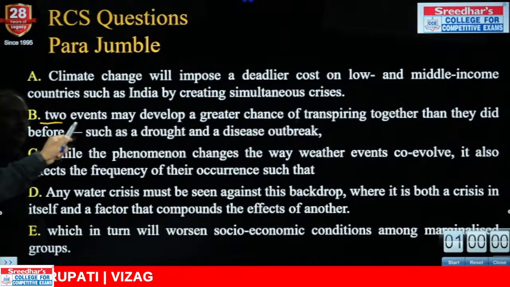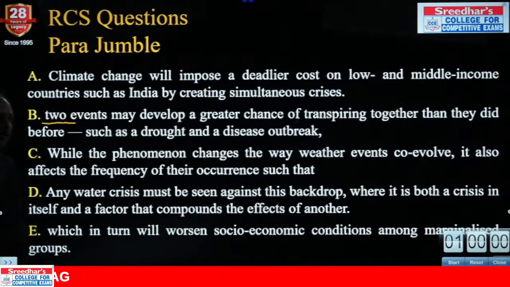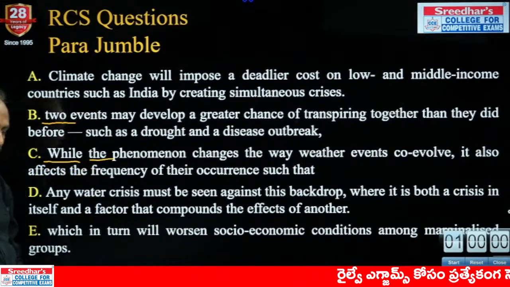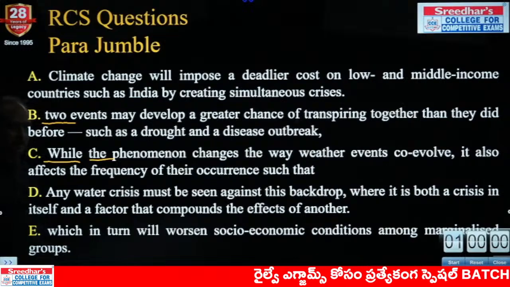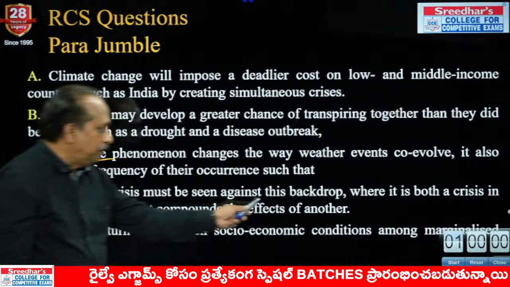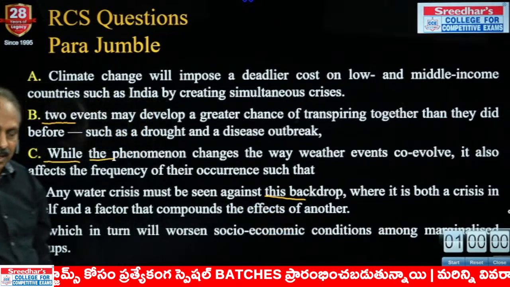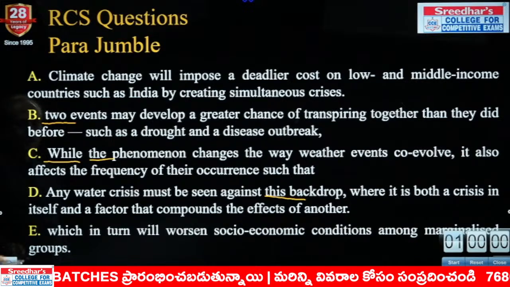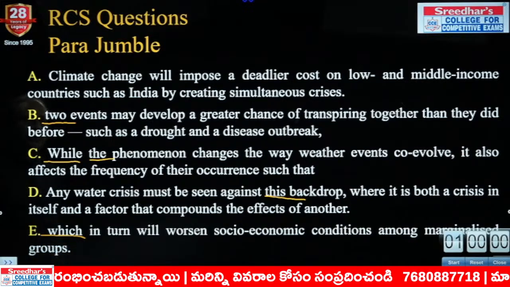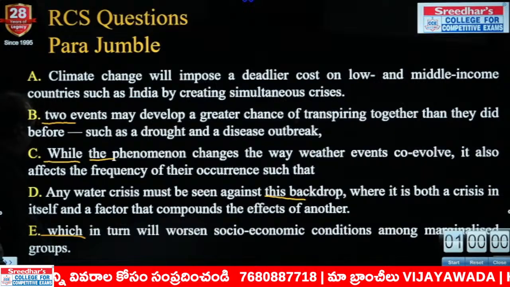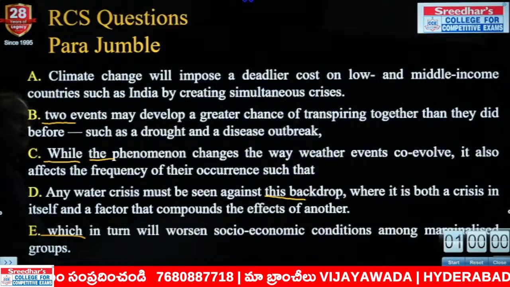Here there is no subject. Based on that, B cannot be the first one. While the phenomenon changes, the phenomenon, definite article, cannot be the first one, though exceptions are there. Any water crisis must be seen against this backdrop. Demonstrative adjective cannot be the first one, eliminate. It has to be either, which in turn cannot be the first one. So what is the first one here? Not at all difficult, easy to answer. What is the first one?